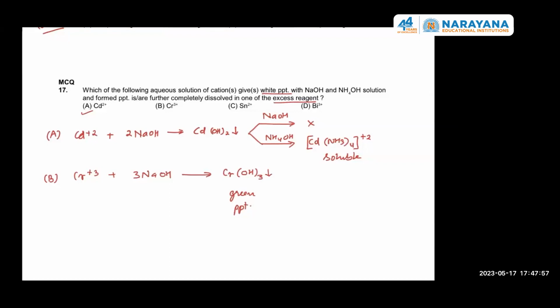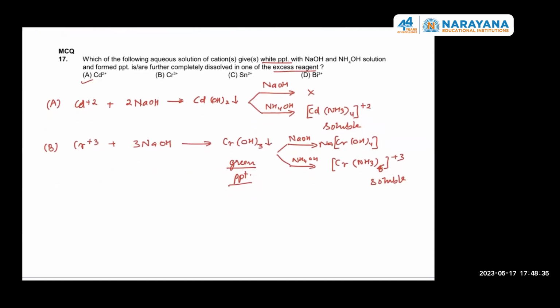But if it has not mentioned the precipitate, then in presence of NaOH also, it will react and convert into Cr(OH)4-, NaCr(OH)4. And in presence of NH4OH also, it will form a soluble complex with ammonia, with coordination number 6. And this will be soluble. But that green precipitate is making the difference. So B is not the answer.